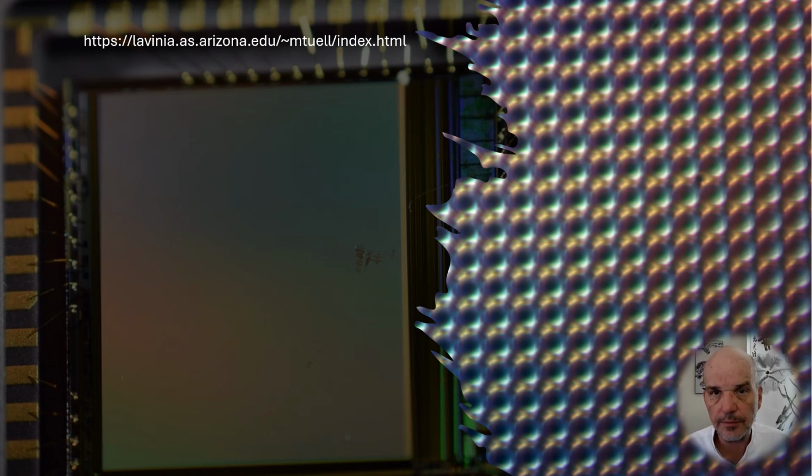This is a micrograph of a CMOS sensor array captured with a microscope by Mike Toole of the Seward Observatory at the University of Arizona. On the left, we see a macroscopic image of the array, and on the right, we've zoomed in to resolve the individual pixels, which in this case are 5.3 microns apart.